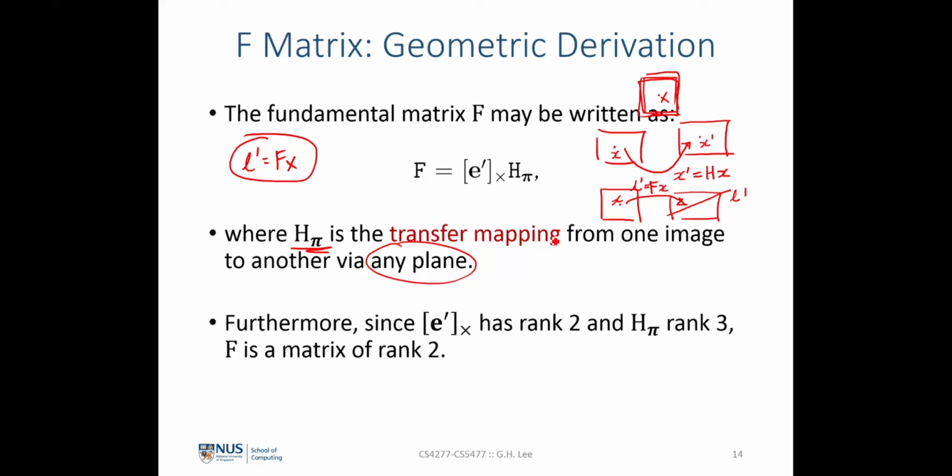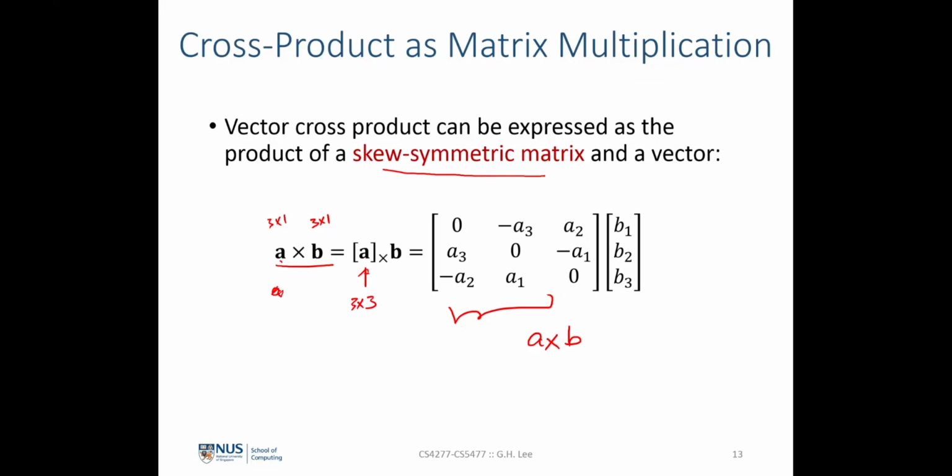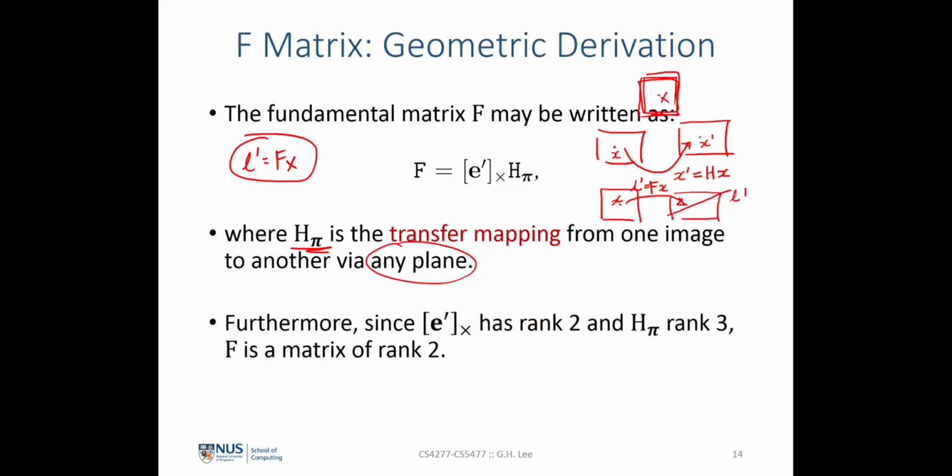And furthermore, we can see that the skew symmetric matrix of the second epipole has rank 2. This is obvious from here because the first two rows are defined out of A3 and A2, as well as A3 and A1. So we can take a linear combination of the first two rows to get the third row. Hence, the rank of this skew symmetric matrix must be equal to 2. It cannot be full rank. Hence, the skew symmetric matrix that is defined by the epipole must have a rank of 2.